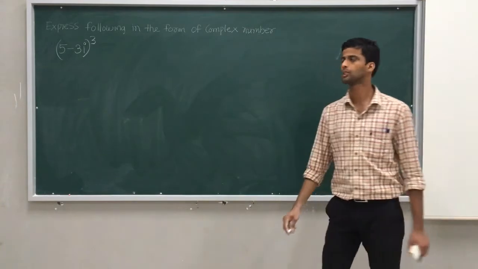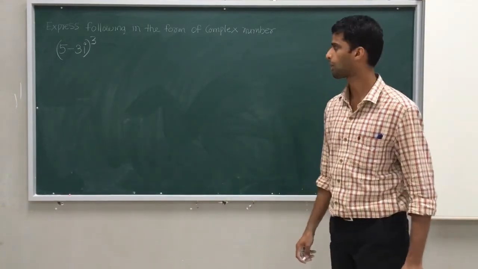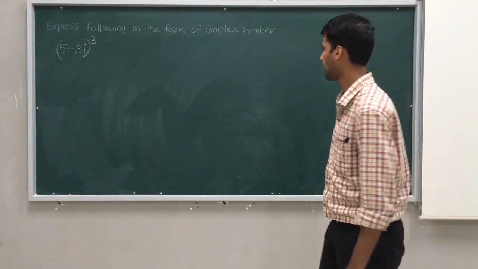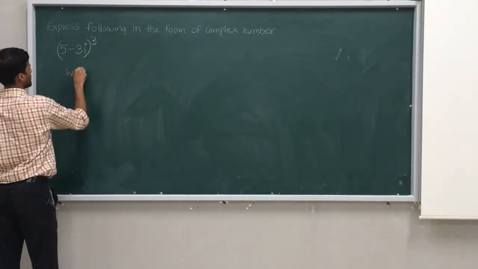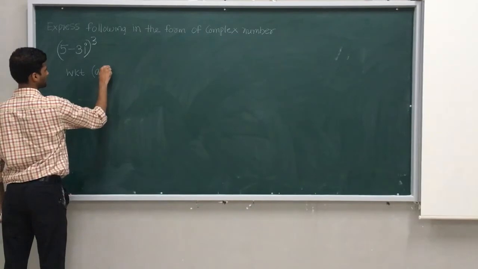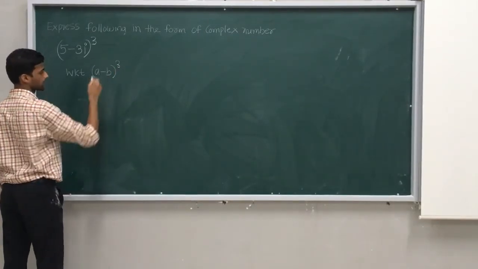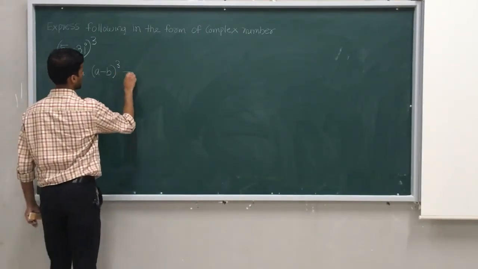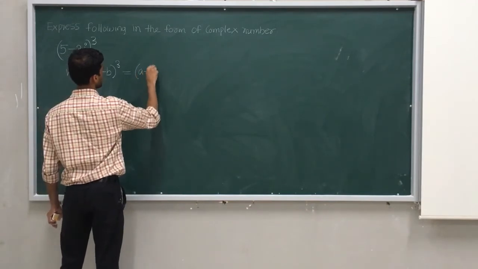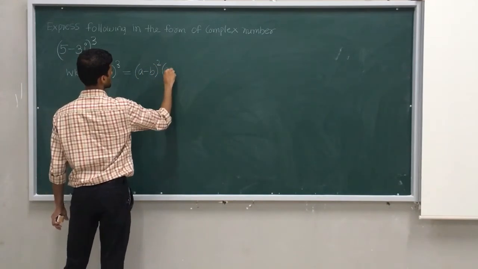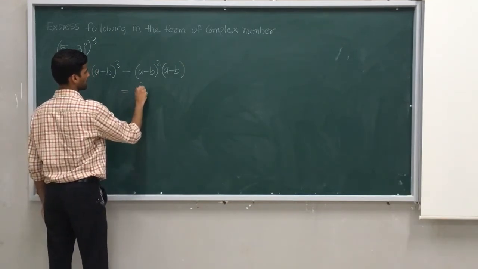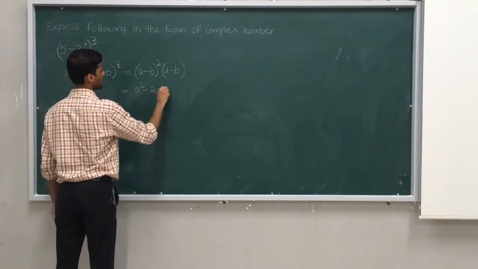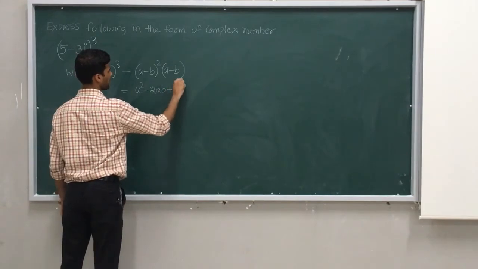They expect me to express this in a more complex form. Now we all know the (a minus b) cube formula. So we can write it as (a minus b) the whole square into (a minus b), right? Then if you expand this, it becomes a square minus 2ab plus b square, right?